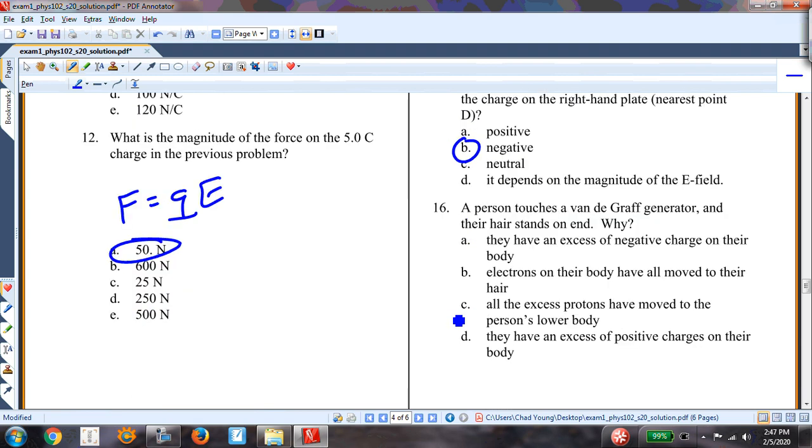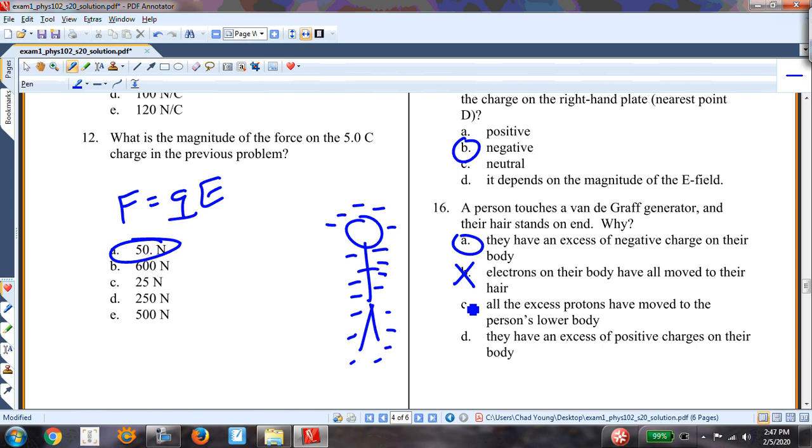A person touches a Van de Graaff generator and their hair stands on end. Why? They have an excess of negative charge on their body. Yeah, that sounds right. Let's look at the other options. Electrons on their body have all moved to their hair. No. In fact, you get a bunch of electrons in your hair, but you actually have electrons all over your body. It's just they're all over.